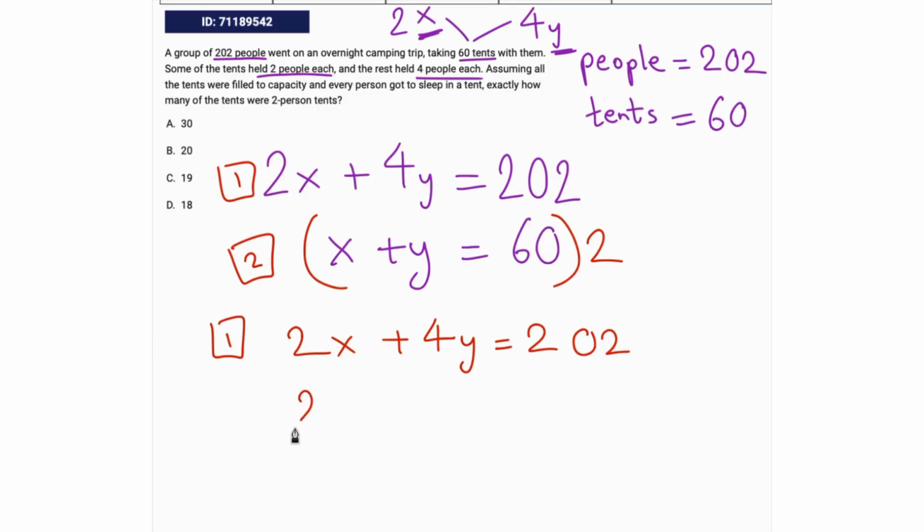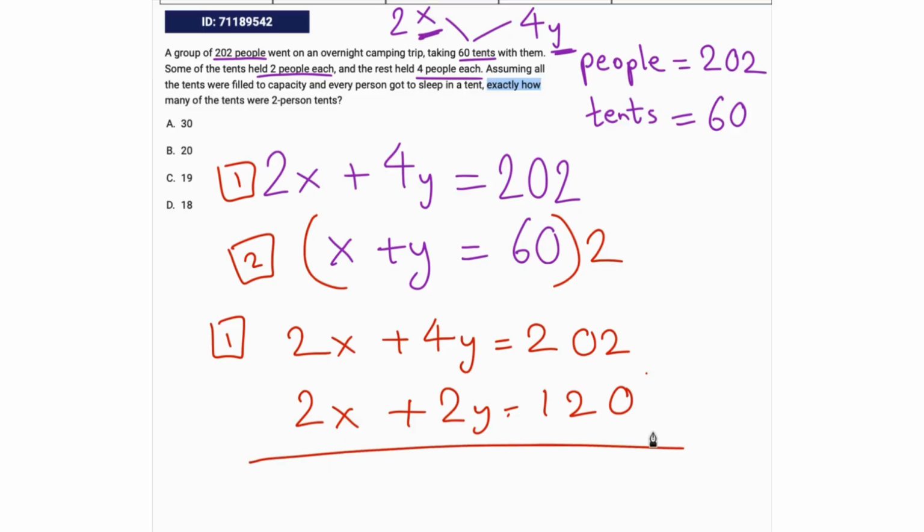2x plus 2y equals 120. Okay, so here I'm going to subtract this. This would be, of course, 2x minus 2x, 0. And here we have a negative sign. Sorry, here we have a negative sign. And here, that's also a negative sign. So here, this is 2y.